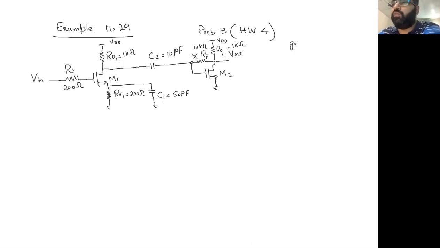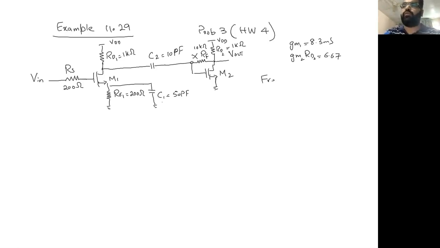GM1 is equal to 8.3 millisiemens, and GM2 times RD2, so the gain, is also given as 6.67. Okay, so this is the information which is provided to us, and we need to do the frequency response of the amplifier.